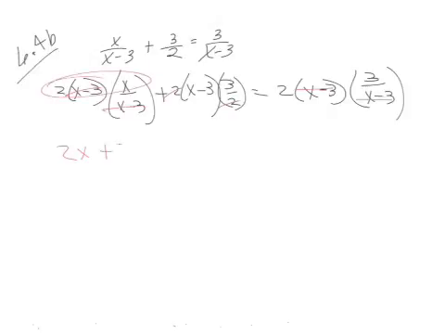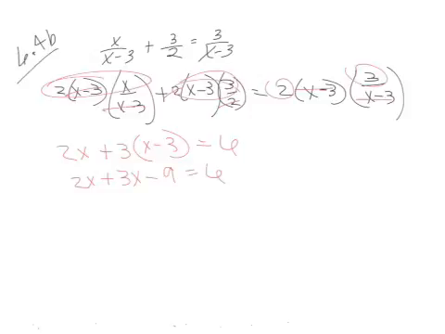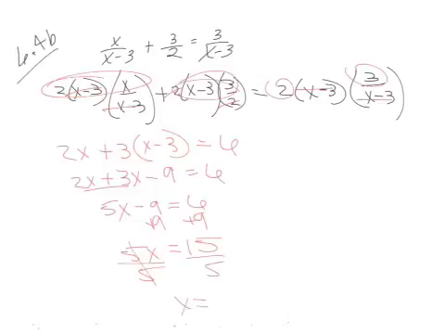Now I've got 3 times x minus 3, multiplying those, equals 2 times 3 is 6. So let's go ahead and distribute. Add those. Add 9. Divide by 5. And x then equals 3. And that's what I wanted there for an answer.